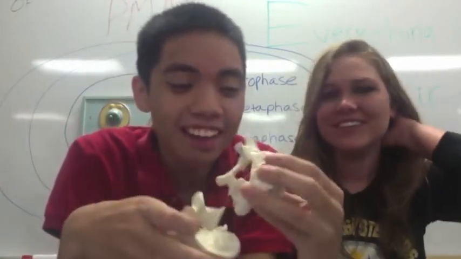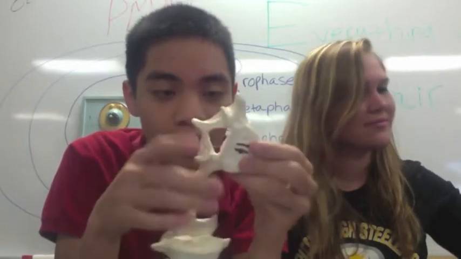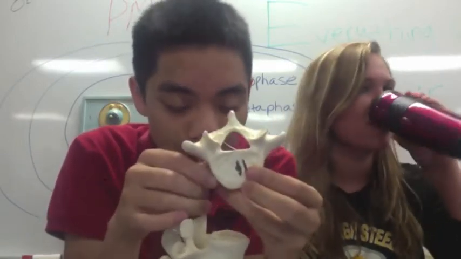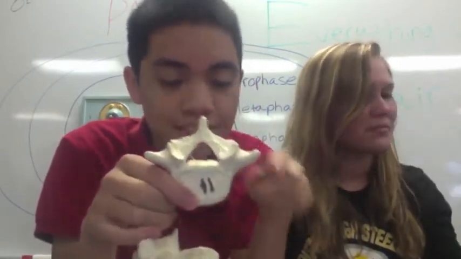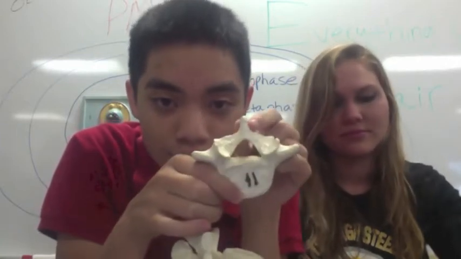Next is your lumbar vertebrae, and these are the really thick, large vertebrae at the bottom. And what makes this different is that the spinous process is short, and it's thick.